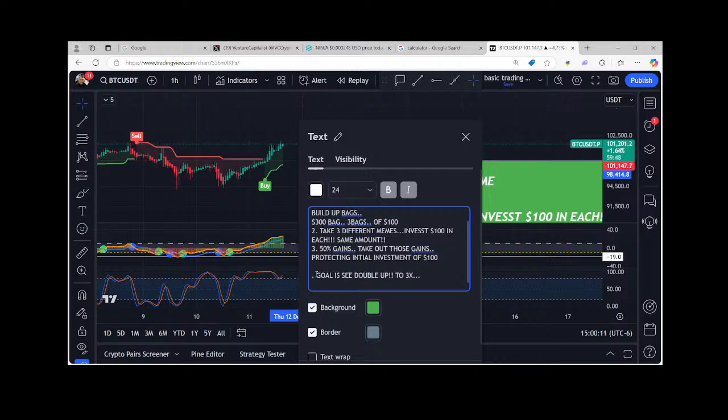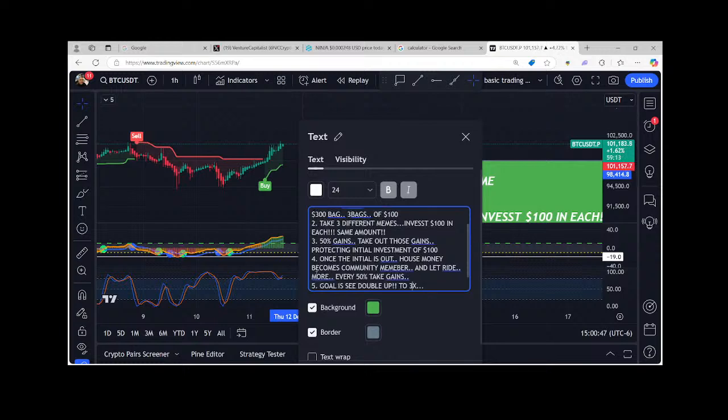we'll put this as number 5. And number 4 here is kind of playing the initial. So once the initial is out, house money becomes community member, and you can let ride a little bit more. All right, and this is just basically every 50% take gains, right? And then your goal is to get to where you see a double up or a 3x as you're taking out these 50% gains, right?